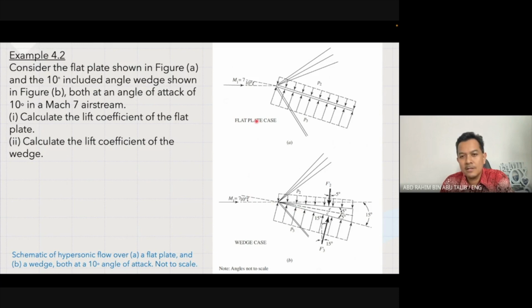Similarly here, the angle of attack alpha is given as 10 degrees, the same for the wedge case and the flat plate case, right? Both at an angle of 10 degrees in a Mach 7 airstream. So it is at hypersonic speed, Mach 7. Both the flat plate and the wedge are experiencing a Mach number of 7. You want to calculate the lift coefficient, CL, on the flat plate, and at the same time, we also would like to calculate the lift coefficient generated on the wedge. All right. So let us go through one by one in terms of trying to get the corresponding values for the CL for both cases.